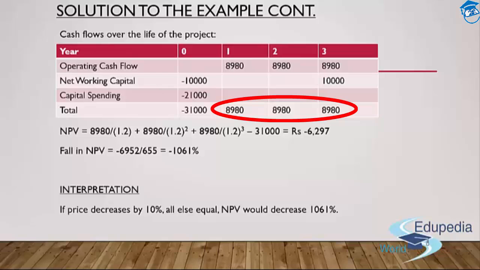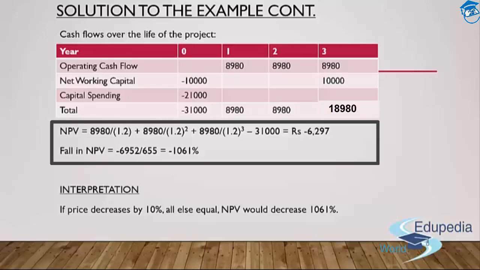So my overall cash outflow in year 0 will be minus 31,000, and I'll be able to recover an amount of 8,980 in year 1, 8,980 in year 2, and I would like to apologize to you guys, in year 3 it would be 18,980 rupees rather than 8,980. So erroneously a 1 has been missing in this particular figure, though the NPV is going to be the clear case here itself. NPV calculation is absolutely correct.